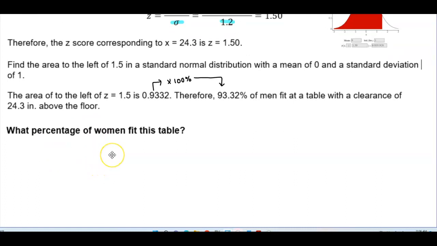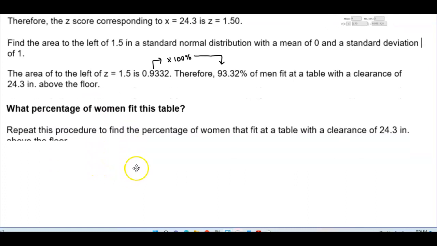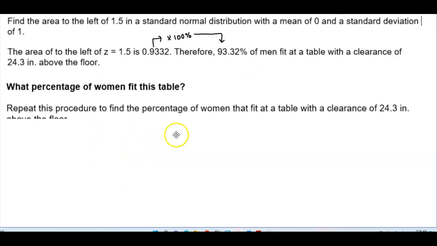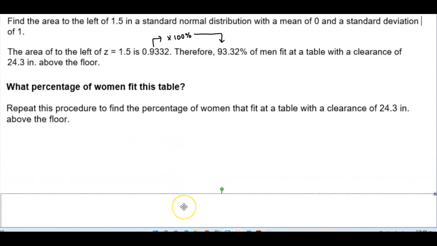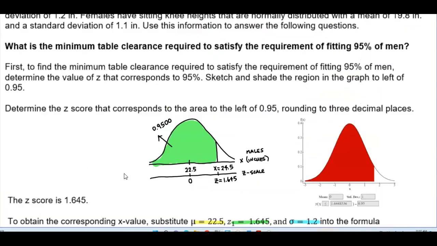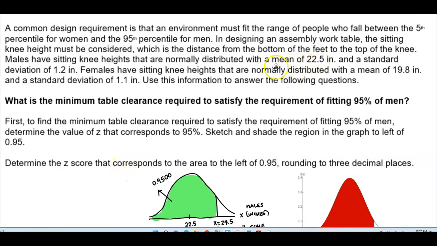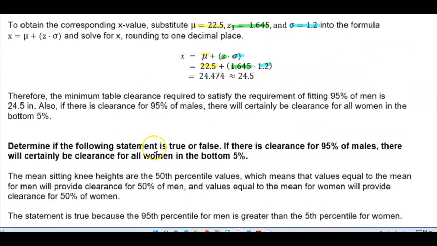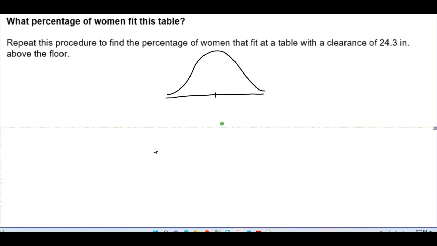Now, what percentage of women fit this table? So we're going to repeat this procedure to find the percentage of women that fit the table with a clearance of 24.3 inches above the floor. So now we're going to draw our bell curve again. But now we need to determine the mean for women. So we have to come back up to the question up here, and you can see that the mean for women here is 19.8 inches with a standard deviation of 1.1. So that means here we're going to have 19.8 inches.